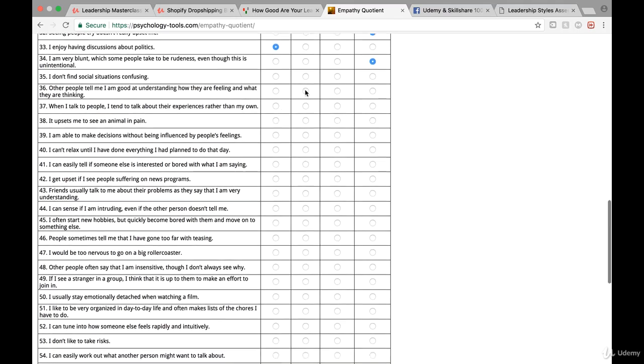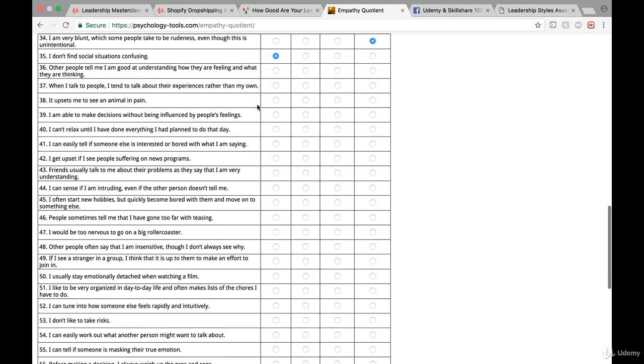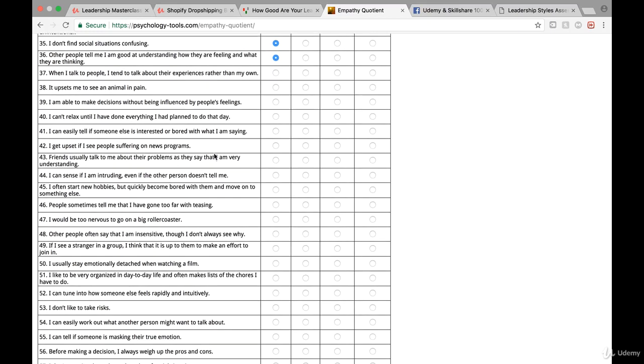Strongly disagree. I don't find social situations confusing. Absolutely. Other people tell me I'm good at understanding how they are feeling and what they are thinking. Yep. When I talk to people, I tend to talk about their experiences rather than my own. Yeah, maybe a little bit.